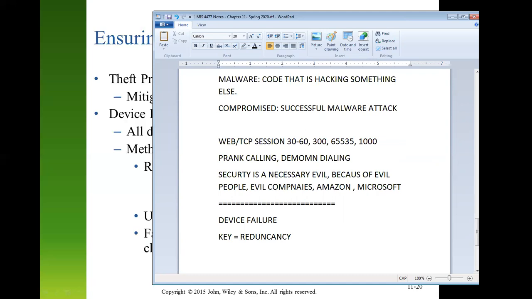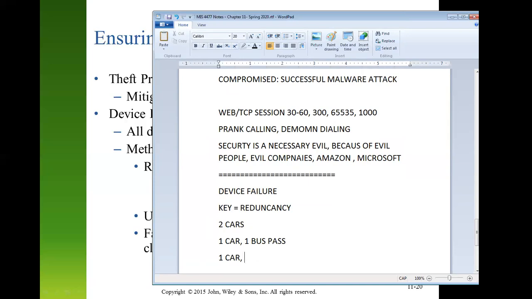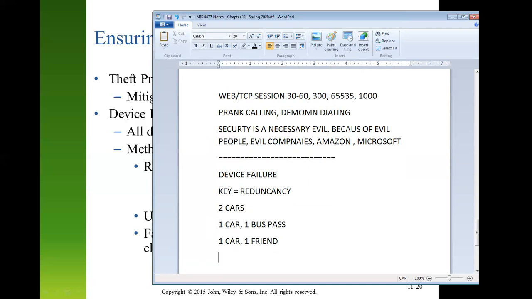So if you had a lot of money and it was very important that you have a method of conveyance from point A to point B, in terms of redundancy, you might have 2 cars in your driveway. That's a little expensive. Or you might have 1 car and 1 bus pass. Or 1 car and 1 friend that you can call and say, hey, my car broke down. Can you drive me someplace? I need to get to work. So redundancy doesn't necessarily mean 2 of everything.